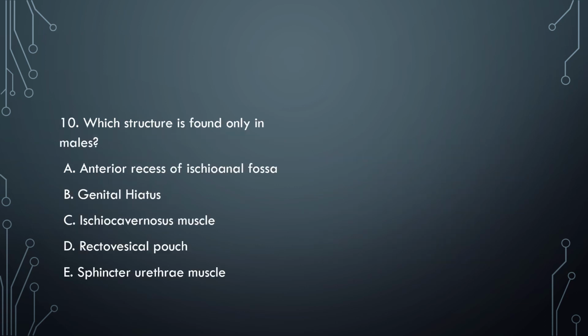Question 10. Which structure is found only in males? Is it the anterior recess of the ischioanal fossa, genital hiatus, ischiocavernosus muscle, rectovesical branch, or sphincter urethrae muscle? What is the correct answer? The answer is D. The rectovesical branch is the one which is found in males only.